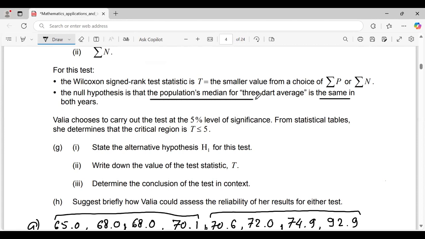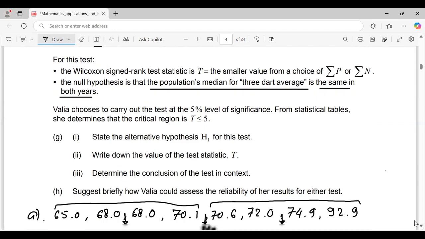The population's median for 3-dot average is the same in both years, in year 1 and year 2. Valia chooses to carry out the test at the 5% level of significance, alpha 5%. From the statistical tables, she determines that the critical region is T less than or equal to 5. State the alternative hypothesis for this test.